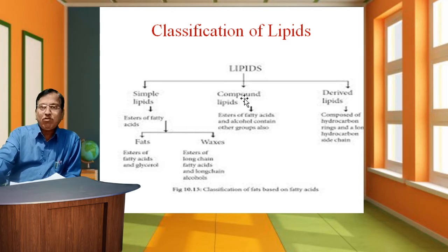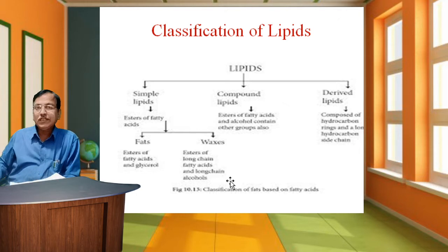Next are the compound lipids. They are formed by fatty acid plus alcohol plus other groups, that is, esters of fatty acids that contain additional groups. Derived lipids include compounds from both simple and complex lipids, formed from hydrocarbons, rings and long chains of hydrocarbons. The complex or compound lipids include four groups: phospholipids, second the glycolipids, third the lipoproteins, and fourth the other lipids, the sulfolipids.